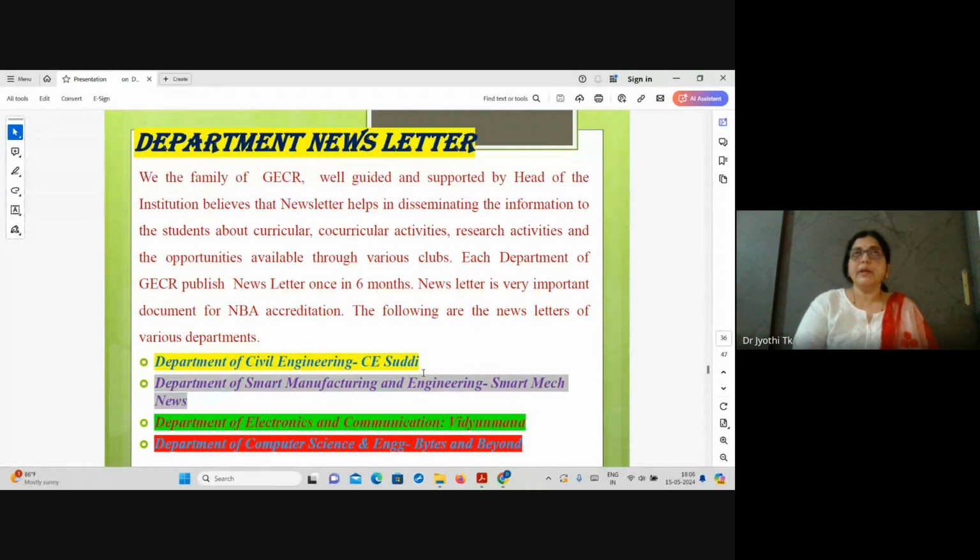The newsletter is a very important document, as we all are aware, for NBA accreditation. The following were the newsletters of various departments. Department of Civil Engineering, it is named as CE Suddhi. Department of Smart Manufacturing and Engineering, Smart Mech News. Department of Electronics and Communication, Vidyunmana. Department of Computer Science and Engineering, Bytes and Beyond.